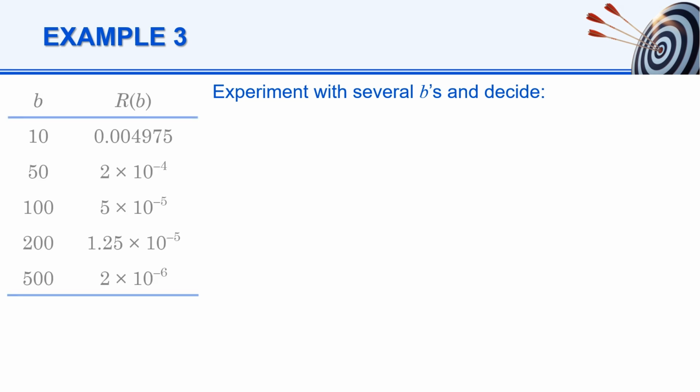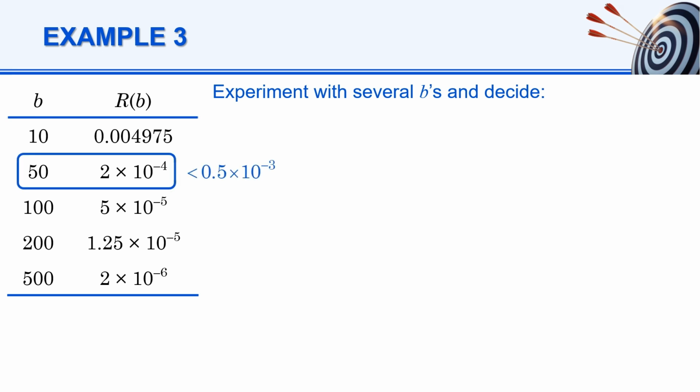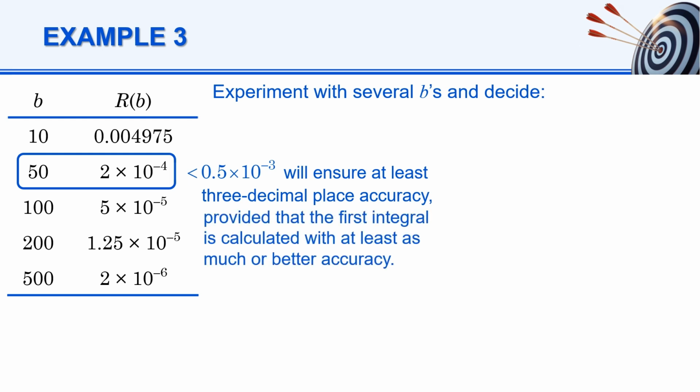Experimenting with several b's, we calculate and tabulate R(b) as presented. Notice that for b equals 50, the upper bound R is less than 0.5 times 10 to the minus 3, which will ensure at least 3 decimal place accuracy when the integral is estimated with b equals 50. Of course, provided that the first integral is calculated with at least as much or better accuracy.